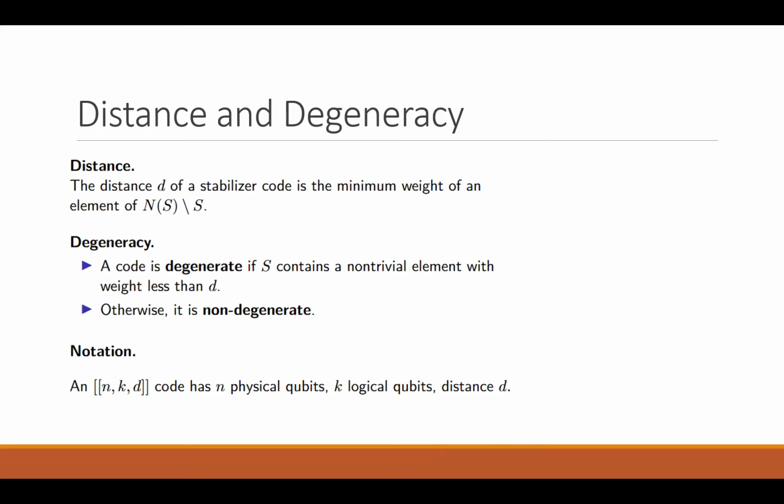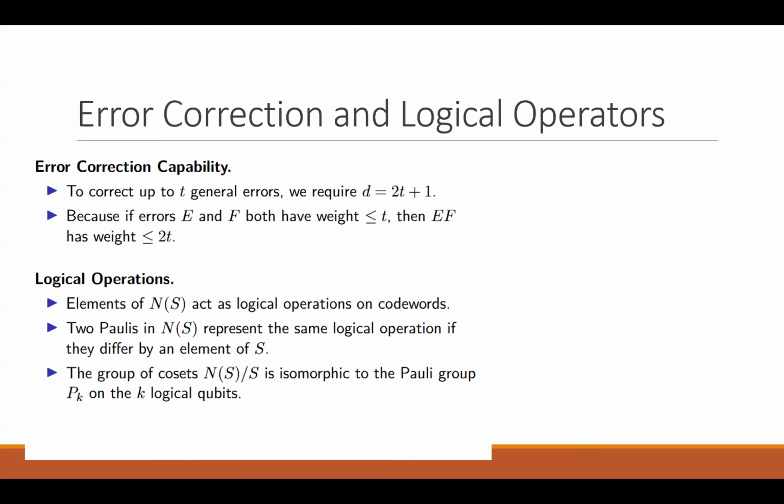When we talk about distance, it is the minimum weight of an element of Pauli weights in an element of S divided by S. The definition: usually for every code we write [[n, k, d]], where n is the number of physical qubits, k is the number of logical qubits, and d is the distance. This result tells you that if you correct up to t general errors, then we need to require that d equals 2t plus 1, because if you can correct these errors, then this is a condition.